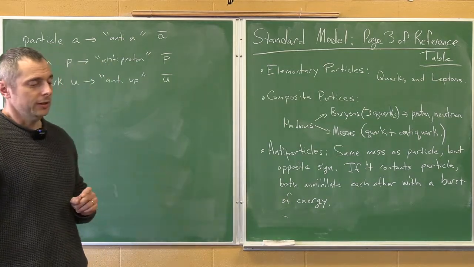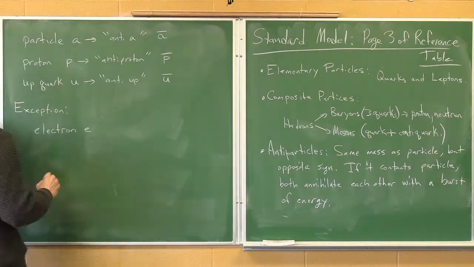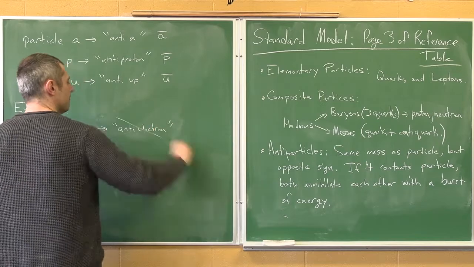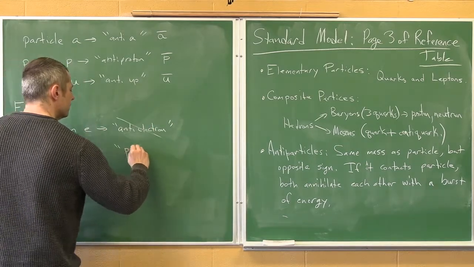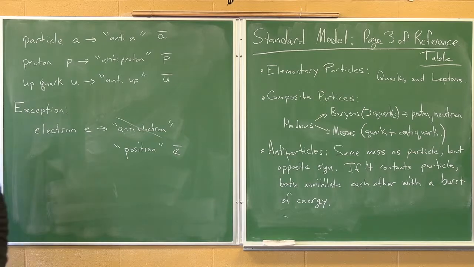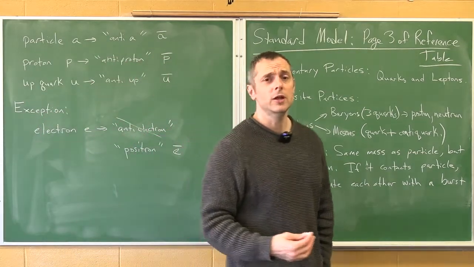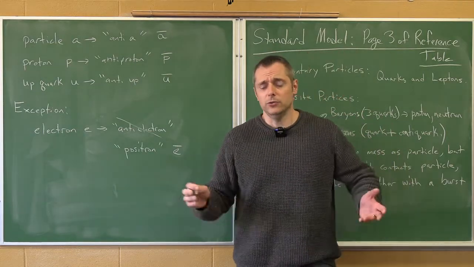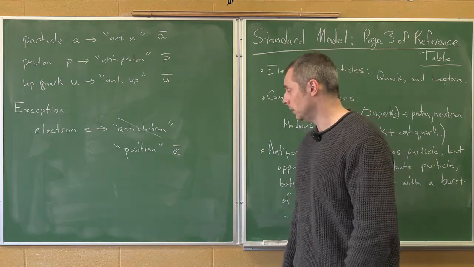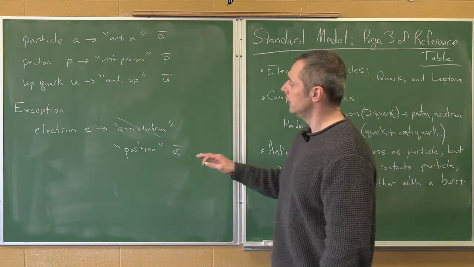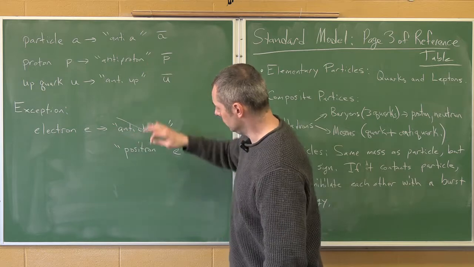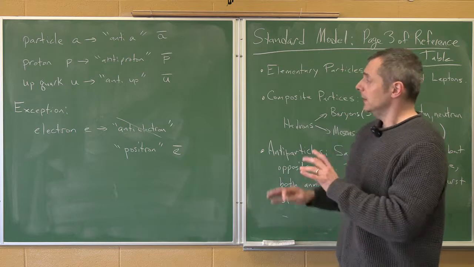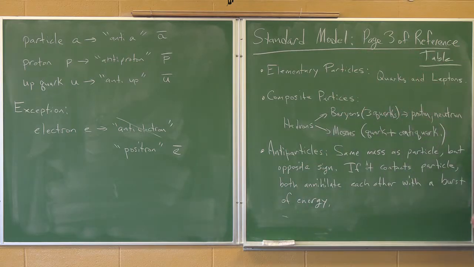The only exception is the electron, symbol E. We do not say anti-electron; we call that a positron. The reason why is historical, but if you call it an anti-electron, I suppose no one's going to mark you wrong. Maybe they will, I don't know, on the Regents. Just know that the only exception to the anti scheme is the electron. Positron is what we call it. All right, let me pause to give you a chance to copy these notes down.